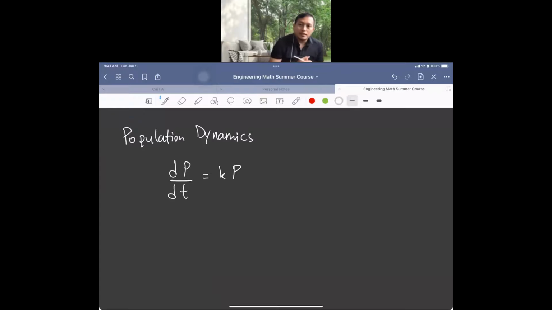So what does this mean? Okay. And why do we need to have this differential? The differential is, of course, a rate of change, right? Rate of change. So what it means is if we have some population P, the rate of change of that population is proportional to how large the population is. For example, if P is large, then dP/dt also becomes large. If P is low, then the rate of change is also low.